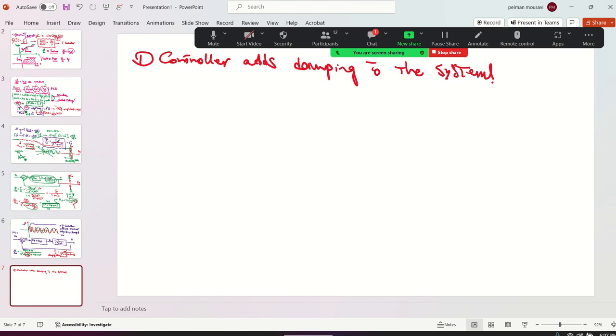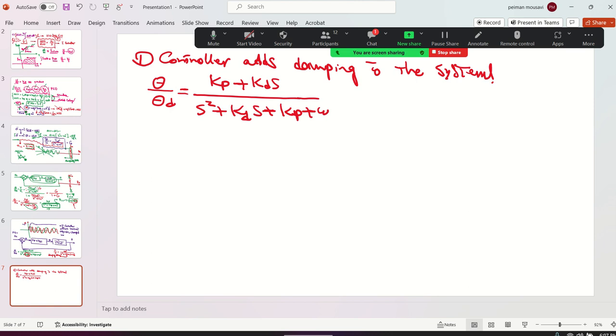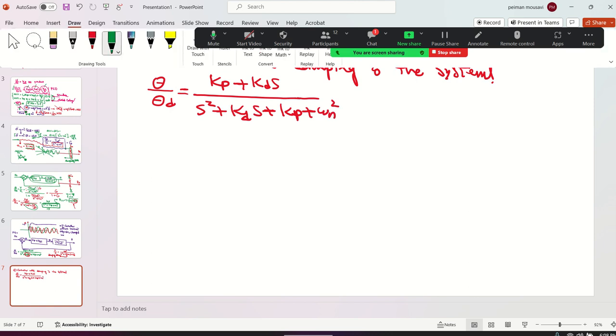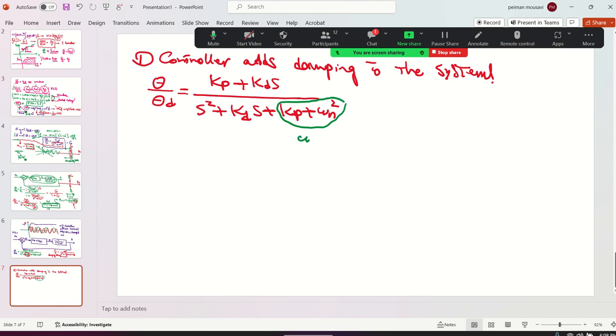So now theta over theta d for the pendulum is (Kp plus Kds) over (S squared plus Kds plus Kp plus omega n squared). Obviously, based on whatever I just taught you, this is your new natural frequency of the system, and this is your 2 zeta omega n. You have two roots, two poles, second order, and you see we added a zero to the system. The zero is minus Kp over Kd.